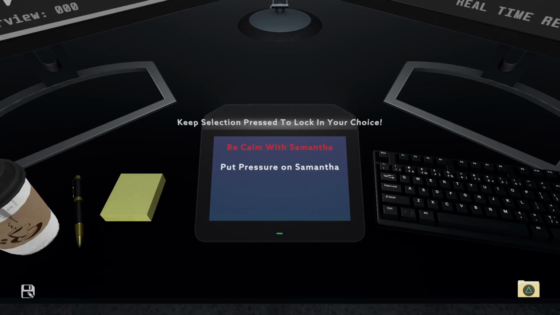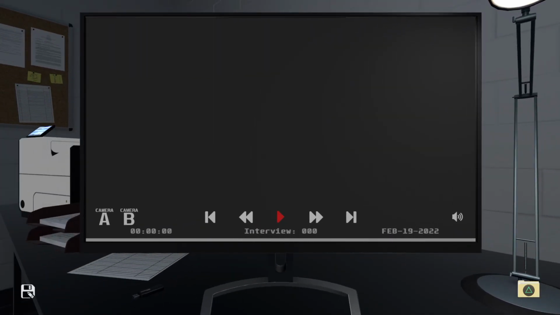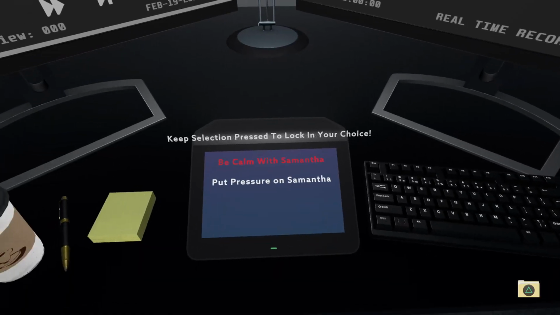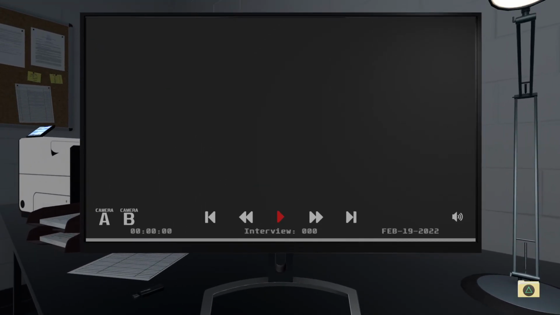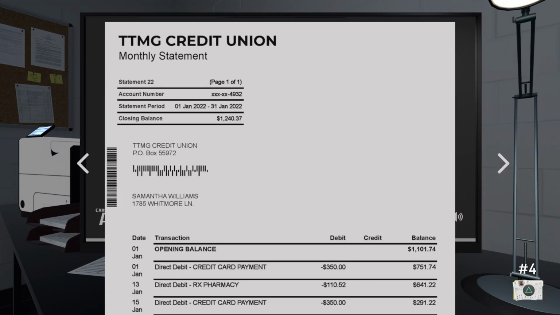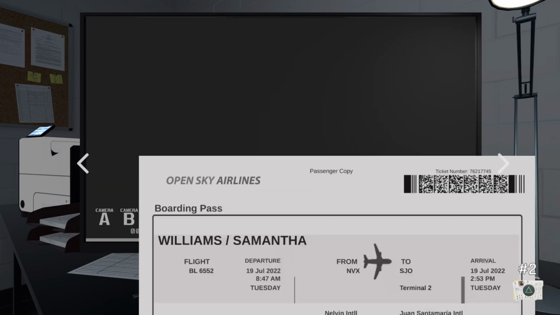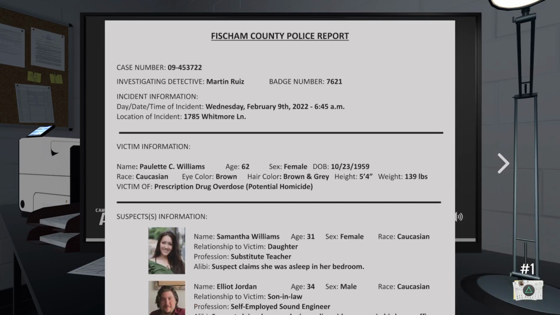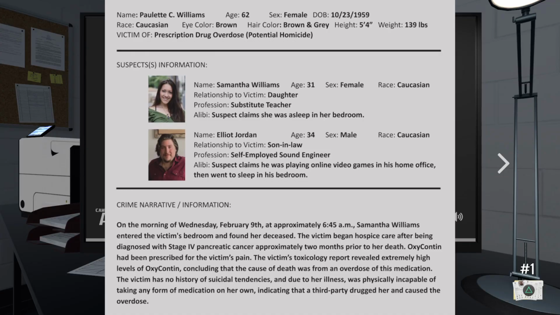Okay, now I have control. Be calm with Samantha, put pressure on Samantha. I will not answer that yet because they want me to review the interviews. I didn't know I had another screen. I was pressing buttons, and yeah, I got a phone and another screen. I was looking through the files because it was a live feed, you know? I wanted to read all the details, but I wasn't allowed to do that.